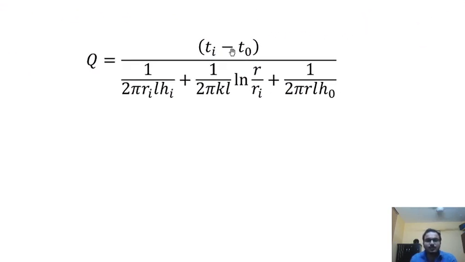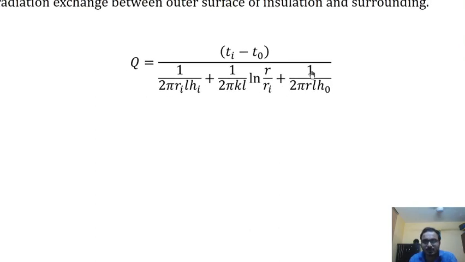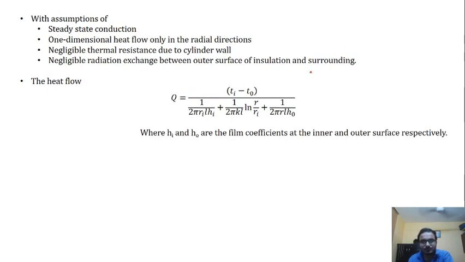So if you see, Ti minus To is as it is. The first resistance is due to the inside film, the second resistance is conduction resistance due to the insulation, and the third resistance is the convective resistance due to the outer film, where Hi and Ho are film coefficients at inner and outer surface respectively.